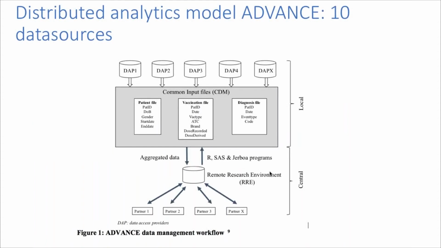The way we worked in this project is distributed analytics. All data access providers have their data local. They convert their local data into the common input files. Here, a patient file, a vaccination file, and a diagnosis file, very similar to what you saw for the SOS study, but now it's vaccination. You see a variable called vac type, vaccine type, because many data sources were not able to even find an ATC code or a brand. They then got an R program or a SAS program. They ran that, and the aggregated data were then shared on a remote research environment where people could connect to do the last analysis and pooling.